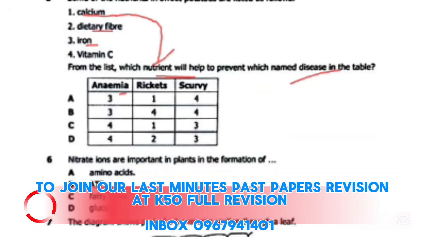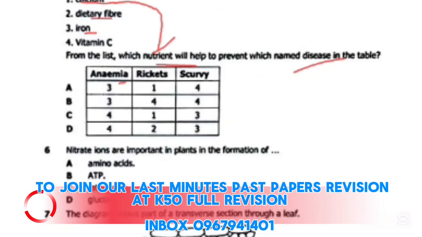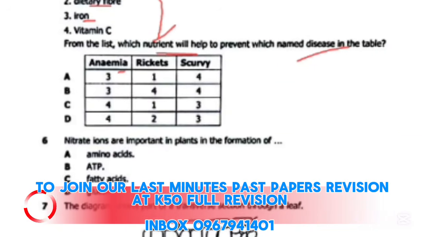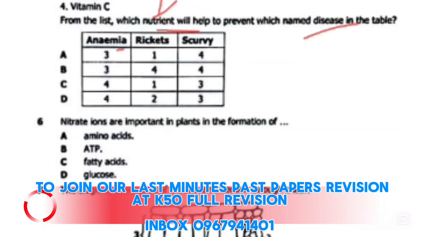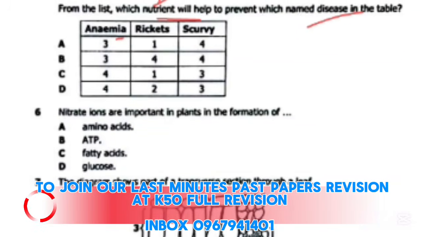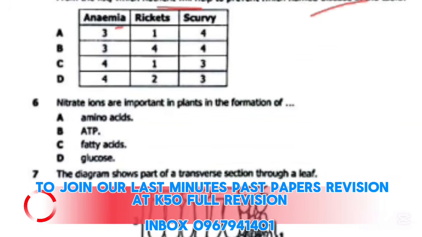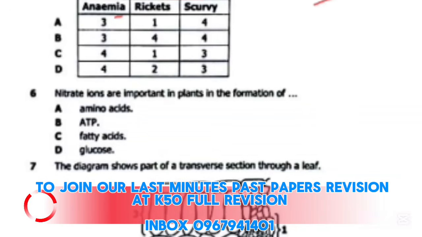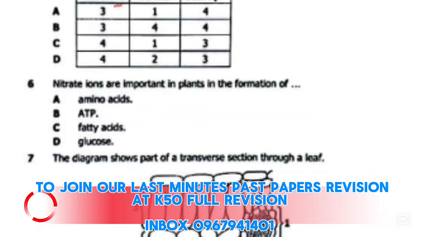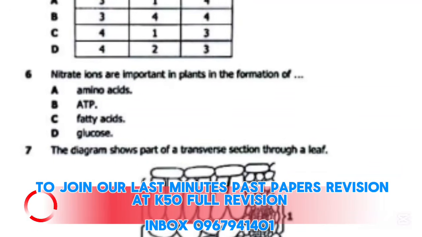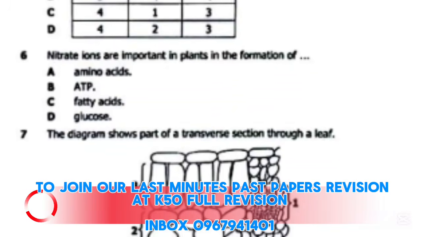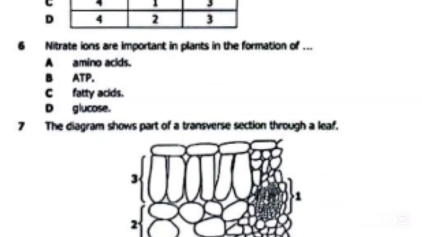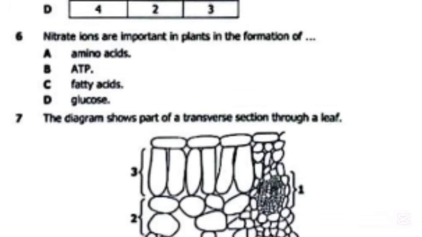So moving on to scurvy. Scurvy is a disease when you lack what? Vitamin C. So therefore, our answer here should be what? A. Anemia is caused by iron. Rickets is caused by what? Lack of calcium. Scurvy is caused by lack of vitamin C. Yeah, so this is how simple nutrients are.